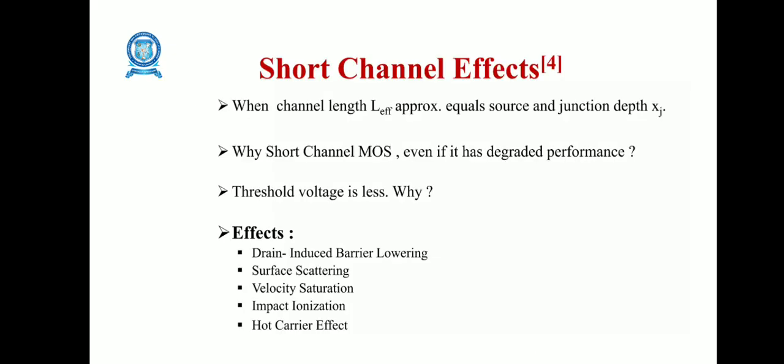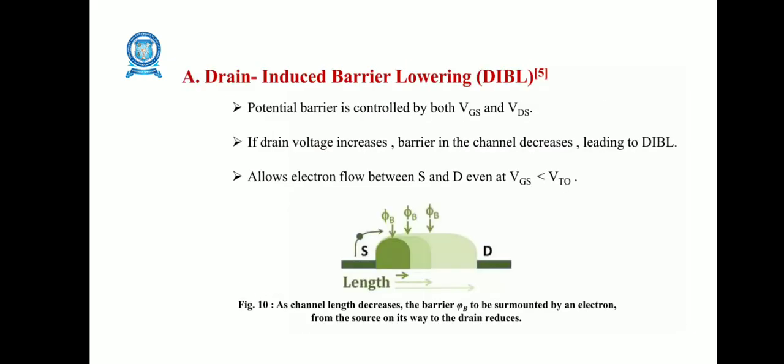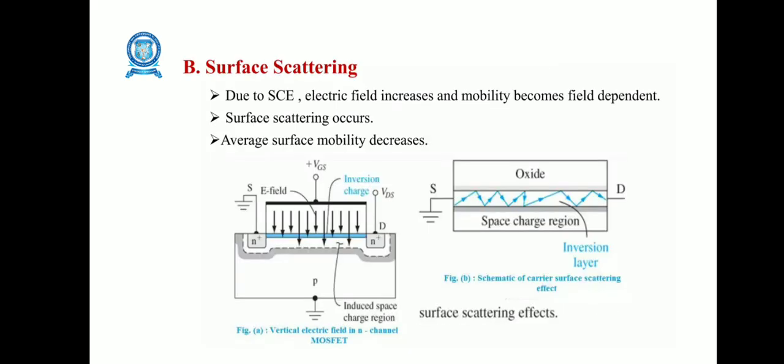Short channel effects occur when the channel length approximately equals the source and drain junction depth, which degrades performance. These are caused by drain induced barrier lowering, surface scattering, velocity saturation, impact ionization, and the hot carrier effect. In drain induced barrier lowering, the potential barrier is controlled by both VGS and VDS. If the drain voltage increases, the barrier in the channel decreases, leading to drain induced barrier lowering. This allows electrons to flow between the source and the drain. In surface scattering, the electric field increases and the mobility becomes field dependent, so the average mobility decreases.